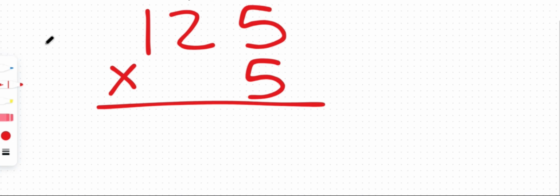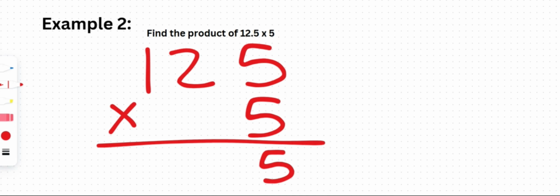5 times 5 would give me 25. I would put my 5 here, and then I would take my 2 up here. 5 times 2 is 10. 10 plus 2 is 12. I would put my 2 down and put my 1 up here. 5 times 1 is 5 plus 1, that is 6. So I have 625.